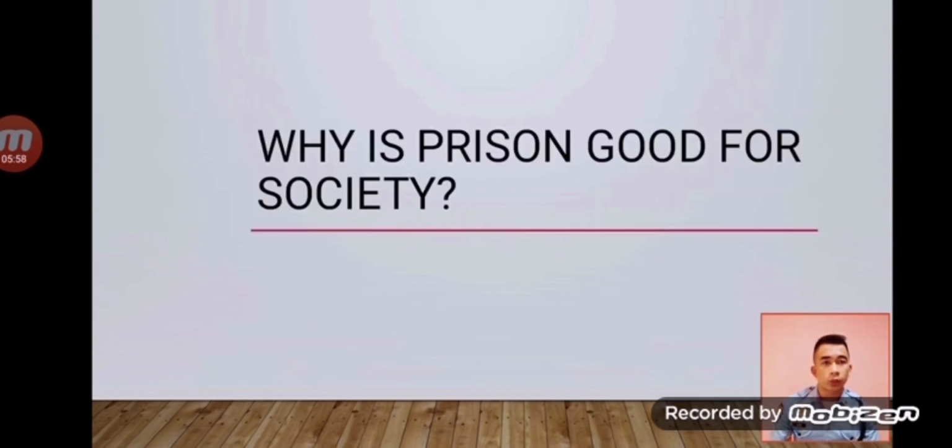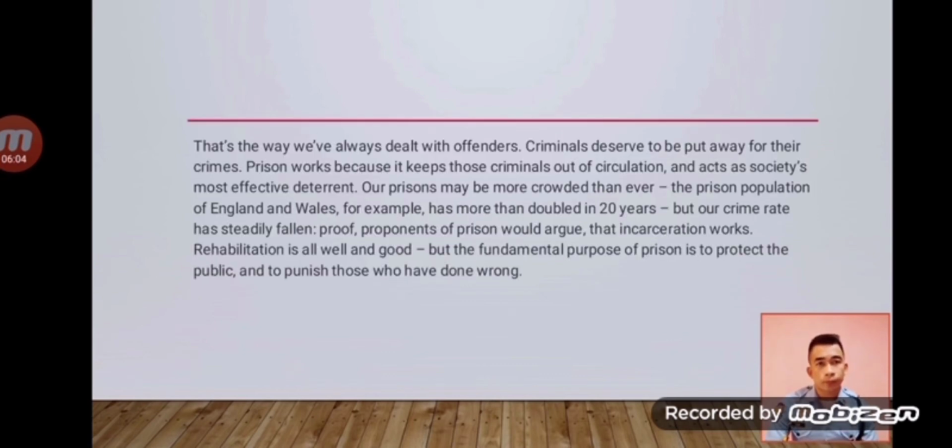Why is prison good for society? Third topic. That's the way we have always dealt with offenders. Criminals deserve to be put away for their crimes. Prison works because it keeps those criminals out of circulation and acts as society's most effective deterrent.